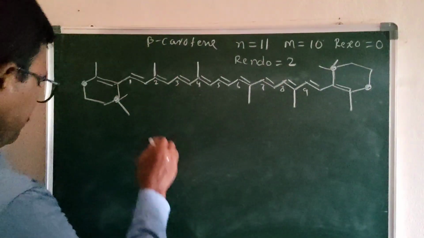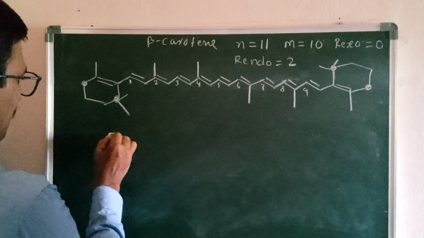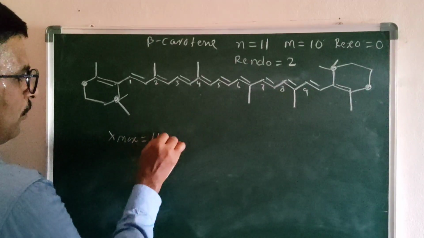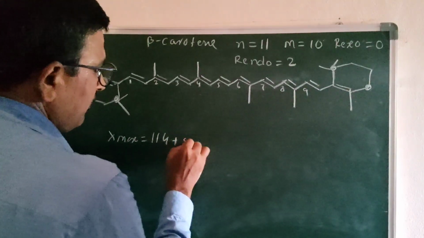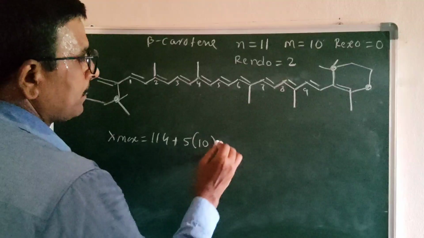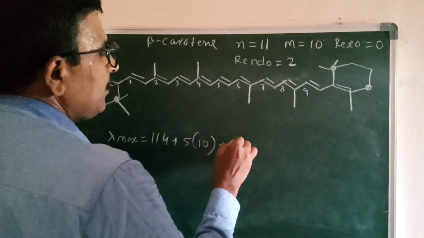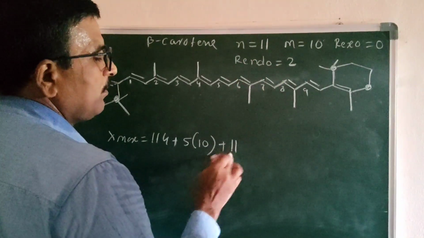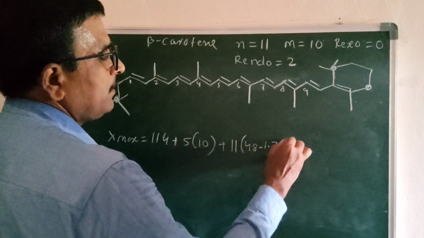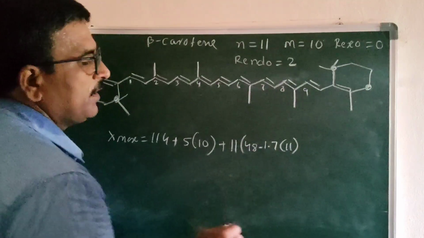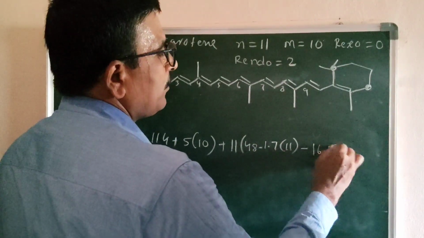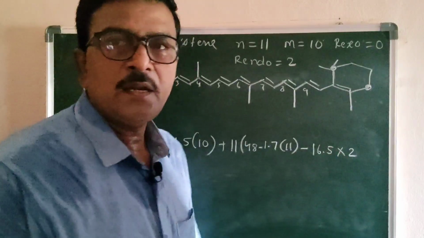Let us substitute. Lambda max is equal to 114 plus 5 into 10, M value is 10, plus N value 11, number of conjugated double bonds 11 into 48 minus 1.7 into number of double bonds 11 minus 16.5 into 2 endocyclic double bonds.